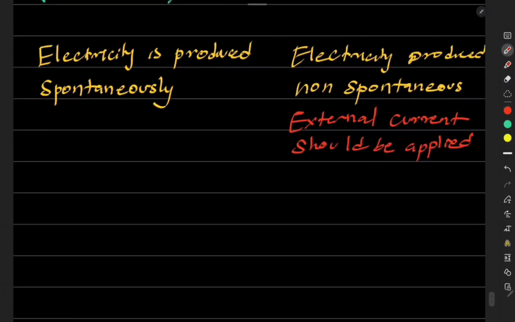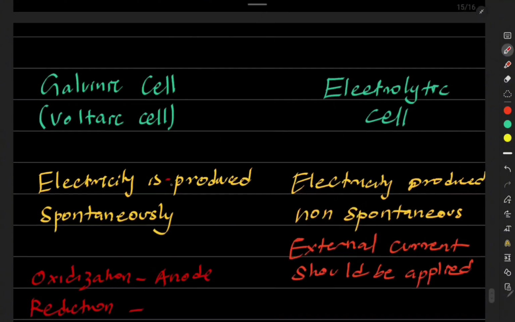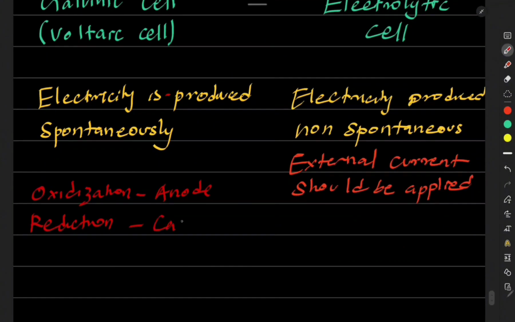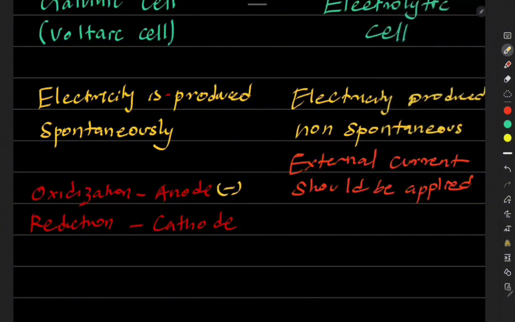In a galvanic cell, oxidization takes place at the anode, and reduction takes place at the cathode. The anode carries a negative sign, and the cathode carries a positive sign.